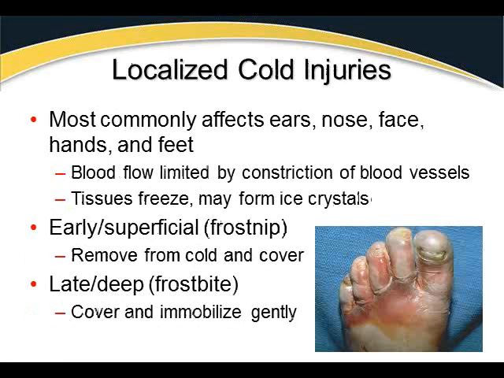So localized cold injuries. These most commonly affect the ears, nose, face, hands, feet, so the little tissues. The blood flow is really limited because the blood vessels have constricted to try to keep the body heat in. Tissues are going to freeze and can form ice crystals. Remember, your body is mostly water. So if it gets down that cold, it will start to freeze. We can have earlier superficial localized injury, which is often called frost nip. You just simply need to remove them from the cold, dry them off, cover them up.